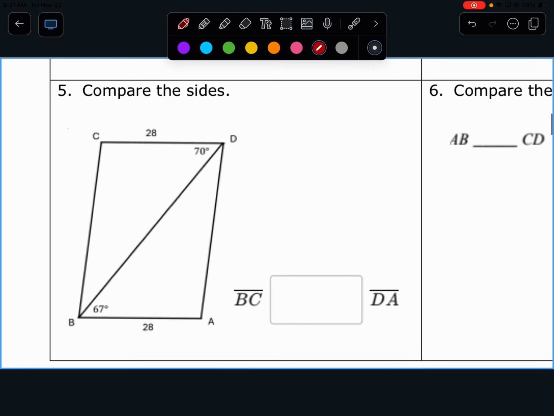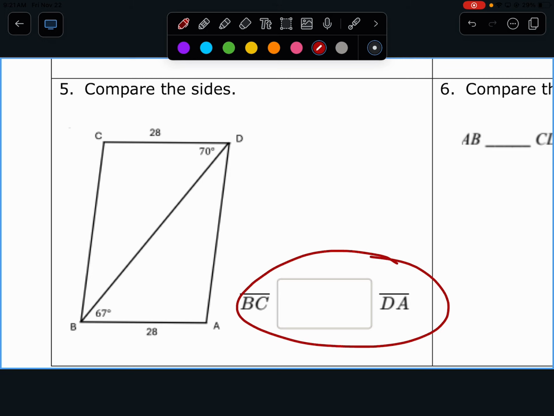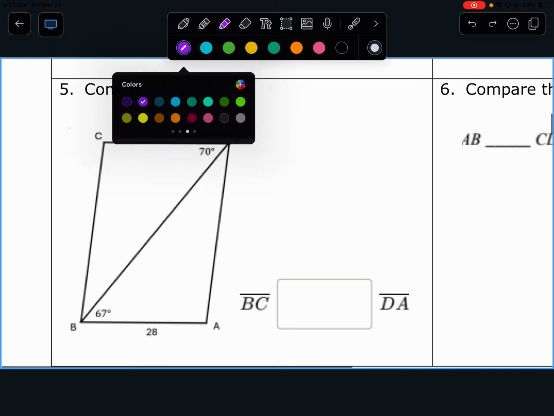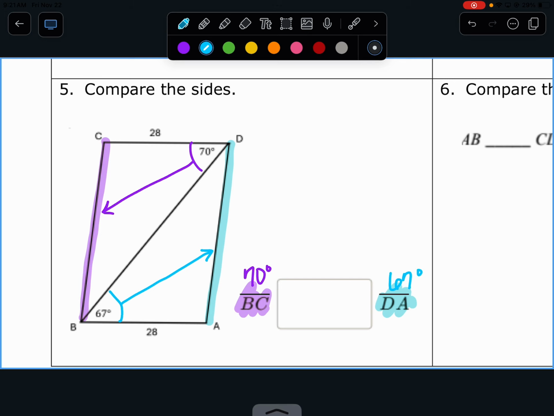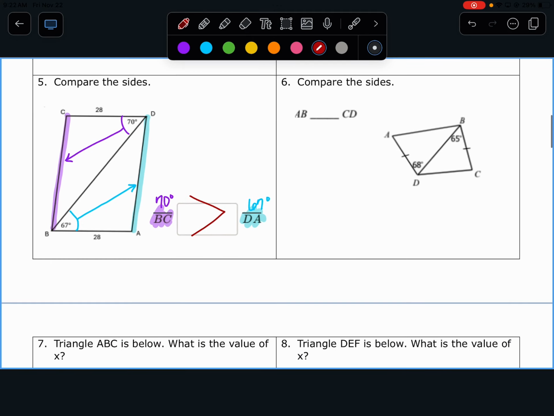Number 5, compare the sides. So we're just trying to see which one is greater, which one is less. Okay, BC is here. DA is here. Neither of them have a number on it, so we can't do it that way. So we're going to just look at the angle that's opposite DA, like that. So the angle opposite BC is 70 degrees. The angle opposite DA is 67 degrees. Which one is greater? 70. And that's how you can do that. Go ahead and try number 6.